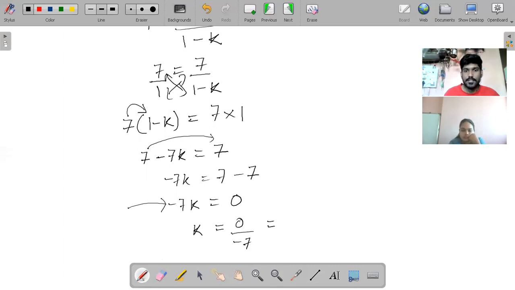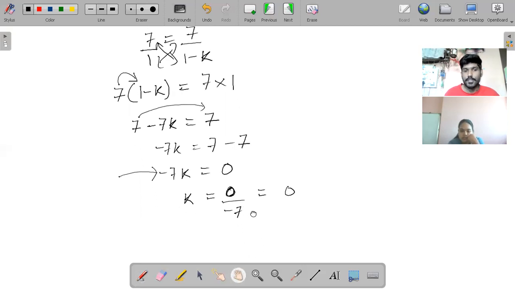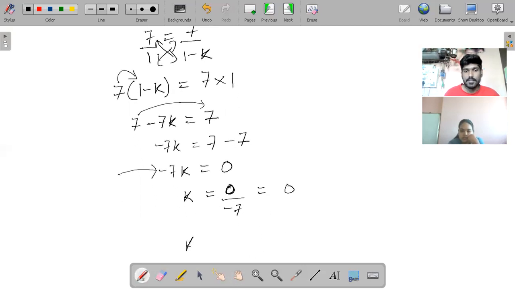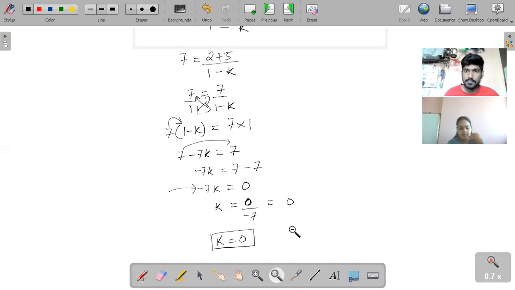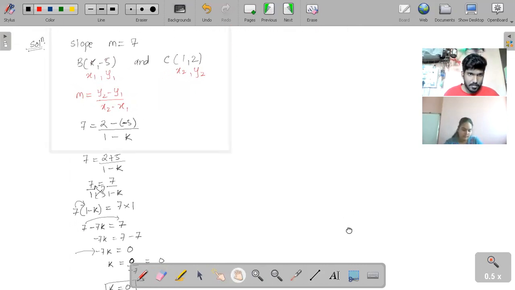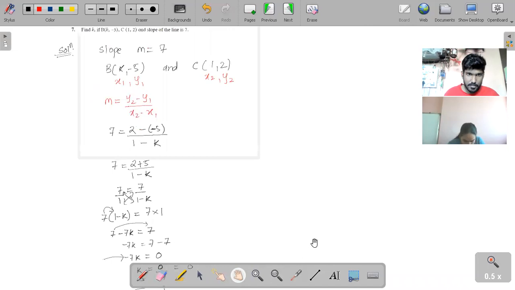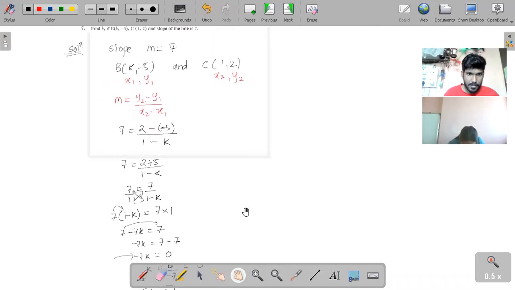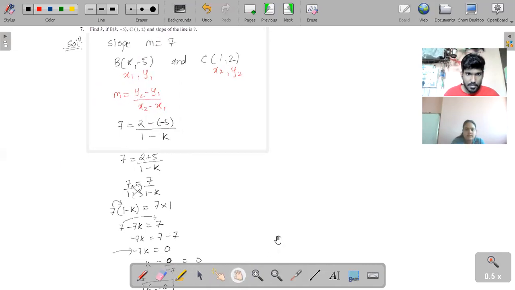And now you see 0 is in the numerator. So what does this become? 0. Okay. So what is the value of k? 0. Is this sum clear? Yes. Okay, so write it down. Is it visible? Yes.